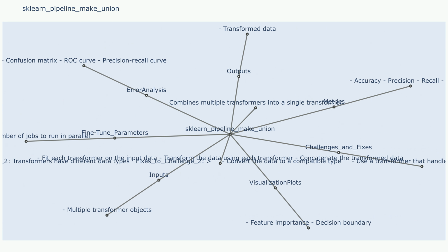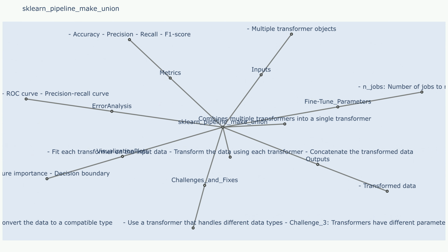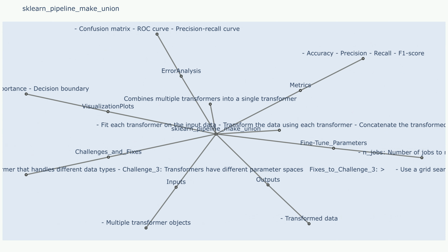Metrics. Metric 1: none. Make union is a transformer and does not directly compute performance metrics. Performance metrics would be calculated on the final estimator after the transformations are applied. Metric 2: none, not applicable. Visualization plots. Visualization plot 1: not applicable. Make union is a transformer, so visualization plots would typically be applied to the final estimator or to the transformed data. Visualization plot 2: not applicable.